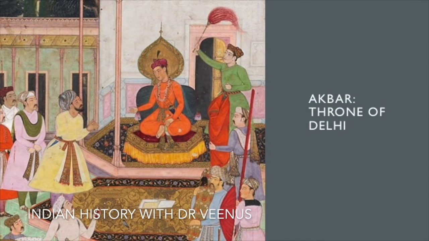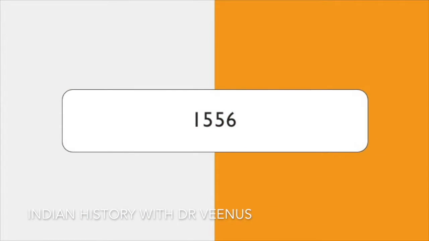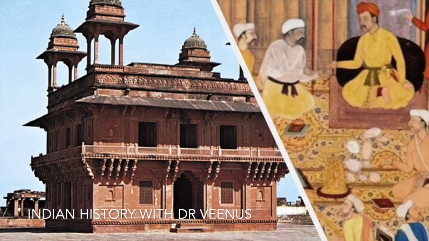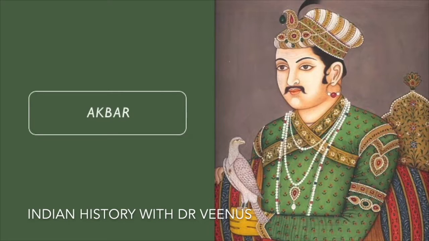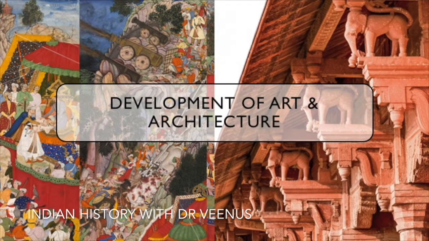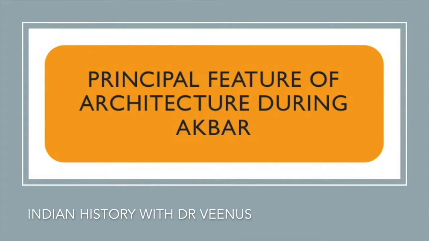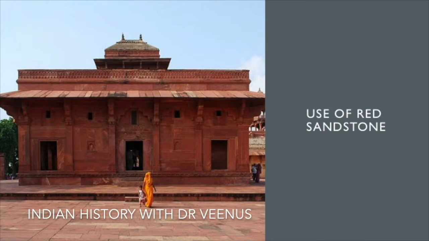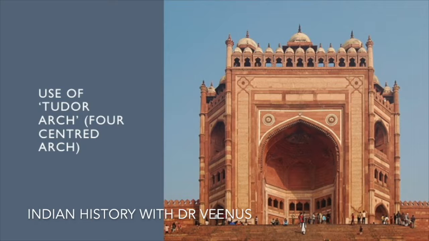After Akbar ascended the throne of Delhi in 1556, the golden period of Mughal art and architecture started. Akbar took a keen interest in the development of art and architecture. The principal feature of the constructions during Akbar's reign was the use of red sandstone. He also introduced the use of Tudor arch, the four-centered arch.